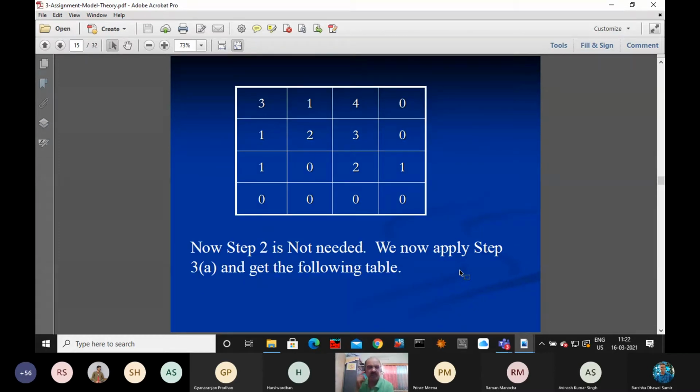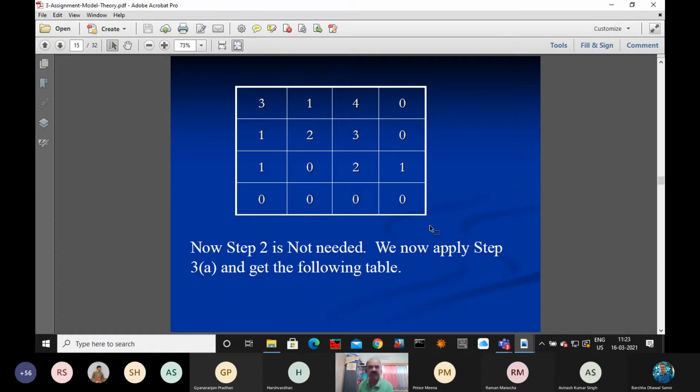Now you see here, what is happening. In the first row there is a 0. Second row there is a 0. Third row there is a 0. Fourth row there are 4 zeros. Now we'll talk about the columns. First column there is a 0. Second column there are 2 zeros. Third column there is a 0. And fourth column there are 3 zeros. So now we don't need the next step. In the columns we are not going to subtract anything. Now we apply steps to find the assignment.